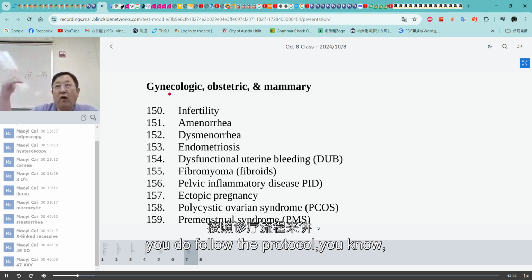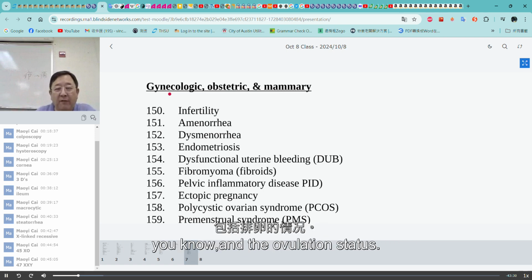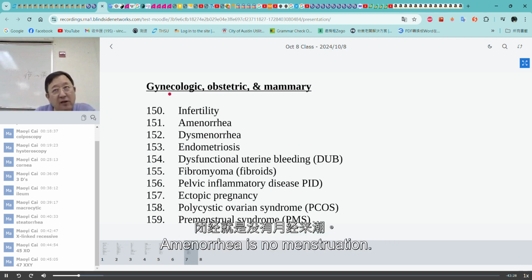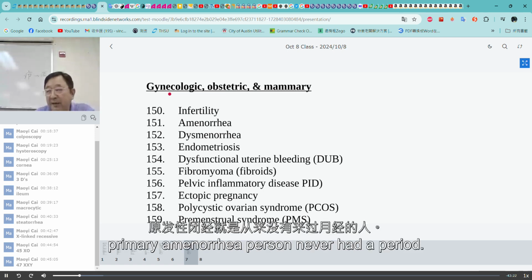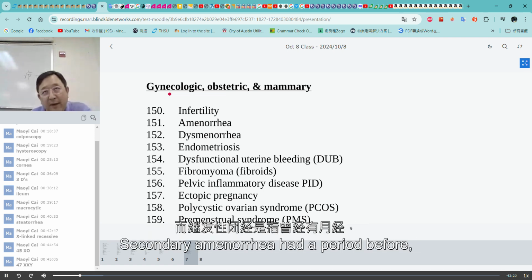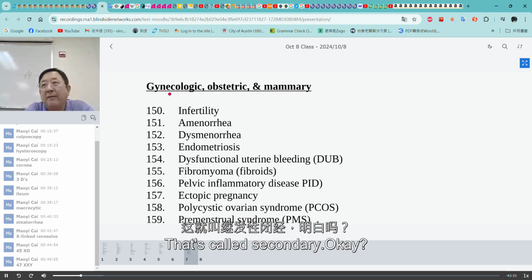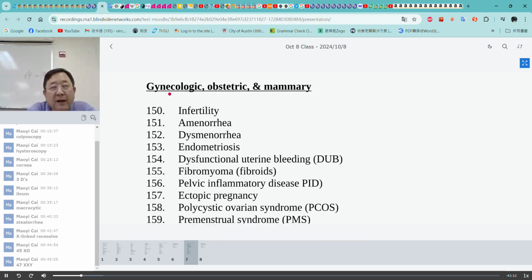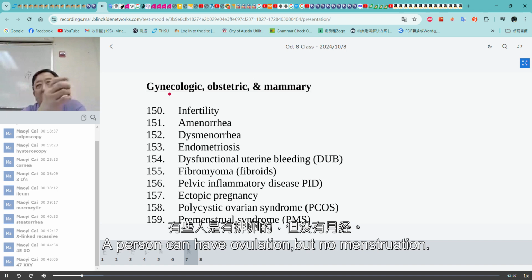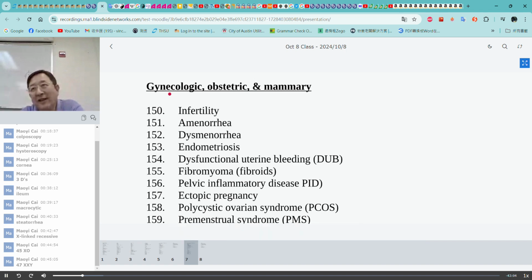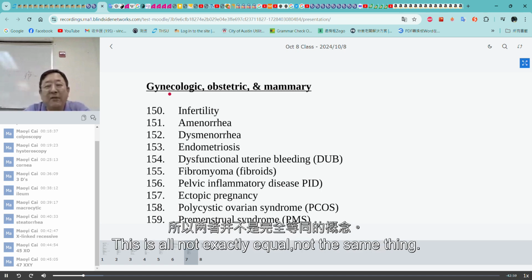For infertility, you follow the protocol when you check, and the different hormones you have to check, and the ovulation status. Amenorrhea is no menstruation, we know that, right? Just keep in mind, primary amenorrhea is when the person never had a period. Secondary amenorrhea is when she had a period before, but now no more period. Amenorrhea has nothing to do with ovulation. A person can have ovulation but no menstruation, or no ovulation but still have menstruation. These are not the same thing.